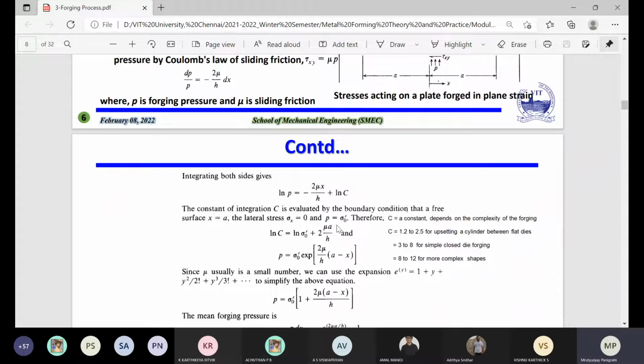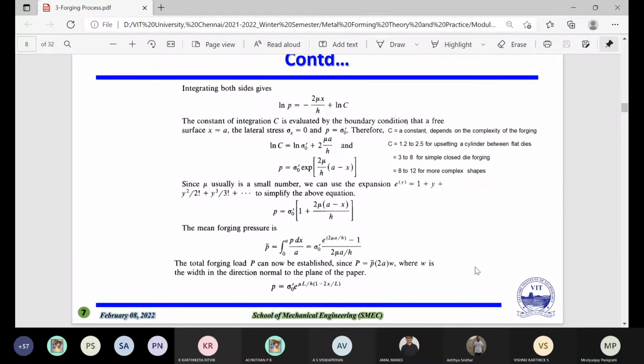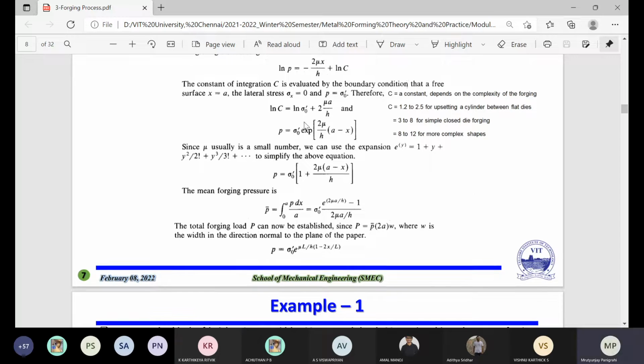Right? Fine, sir. Okay, so if this equation is clear, can you make it p equal to sigma 0 prime exponential 2 mu by h into a minus x? Are you doing it or just telling? Doing, sir. Okay. Is it clear? Okay, so now this is converted to p equal to sigma 0 prime 1 plus 2 mu into a minus x by h.